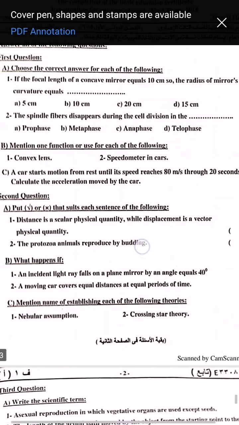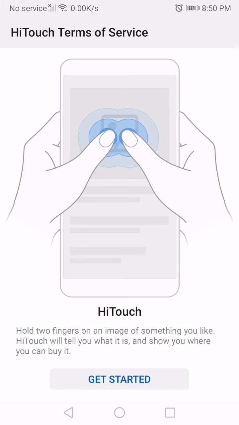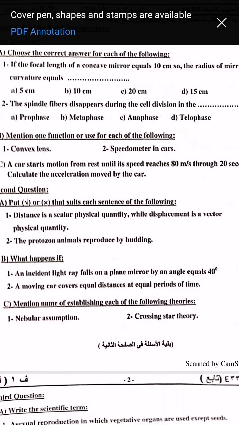B, what happens if an incident light ray falls on a plane mirror by an angle equals 40? We know the first law of light reflection, angle of incidence equals angle of reflection. So what happens if a light ray falls by angle 40? The answer will be it reflects by also angle 40. The angle of reflection will be 40. We can also draw, if you want, inshallah, the light ray falling by 40 and reflecting also by 40.